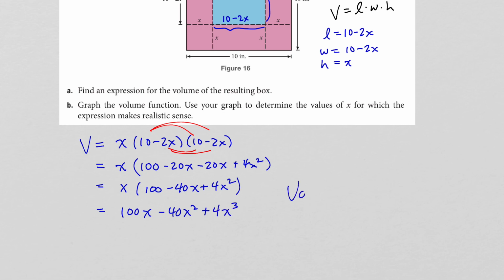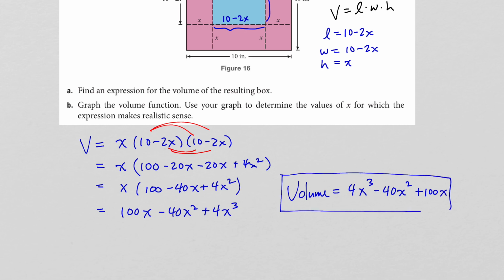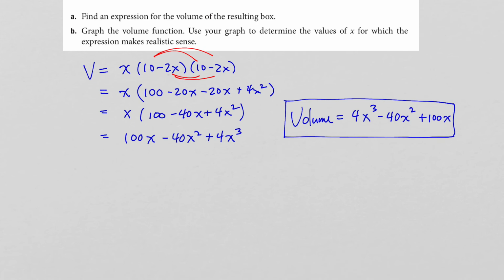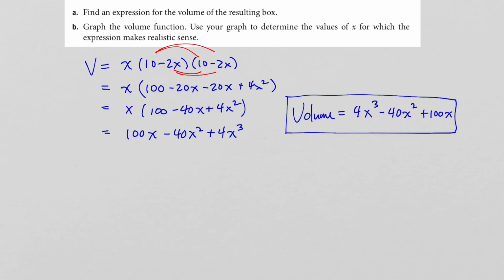And then I'll write that volume function as a polynomial in descending order. So we have 4x cubed minus 40x squared plus 100x. So that is our volume function. Next, they want us to graph the volume function and then use the graph to determine the values of x for which the expression makes realistic sense.